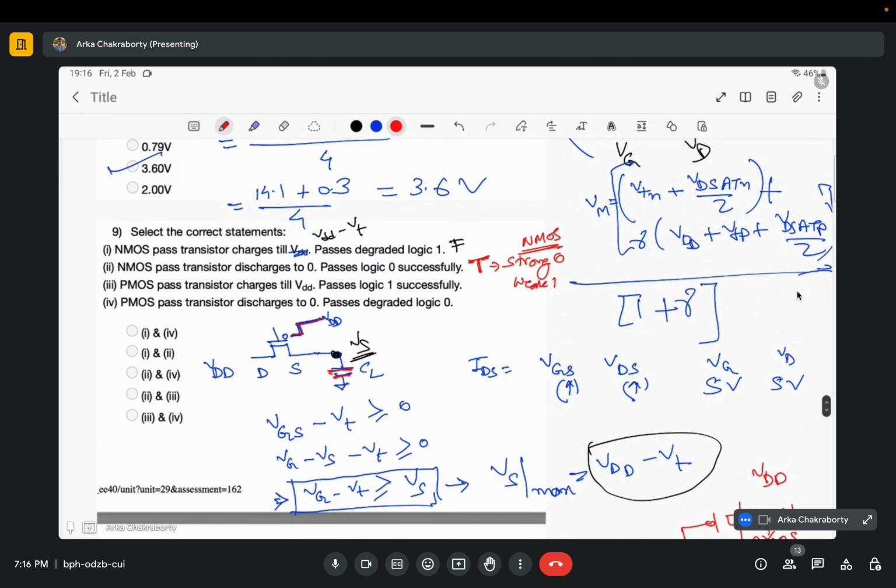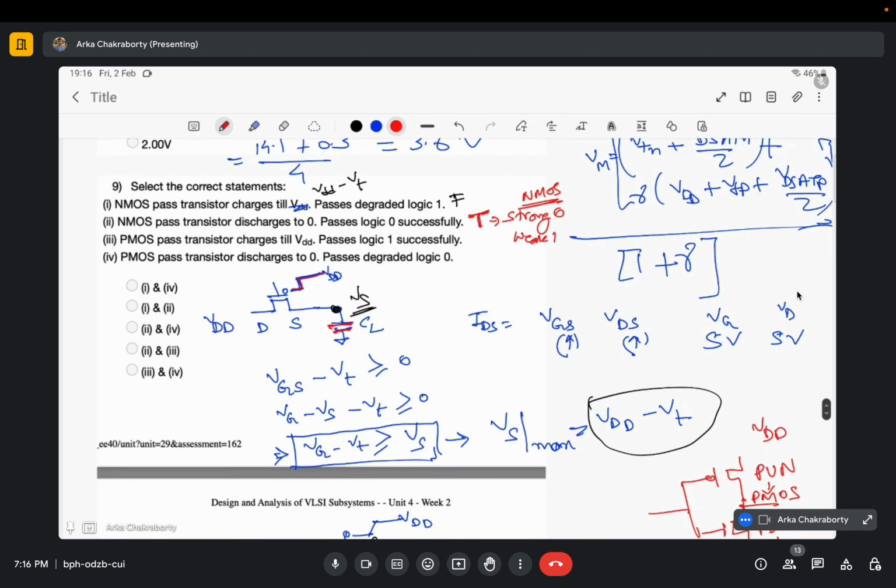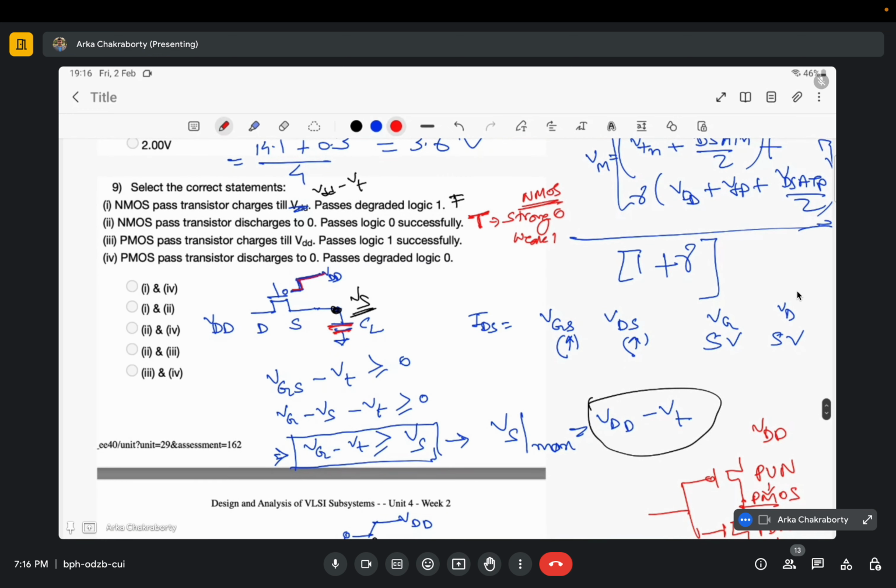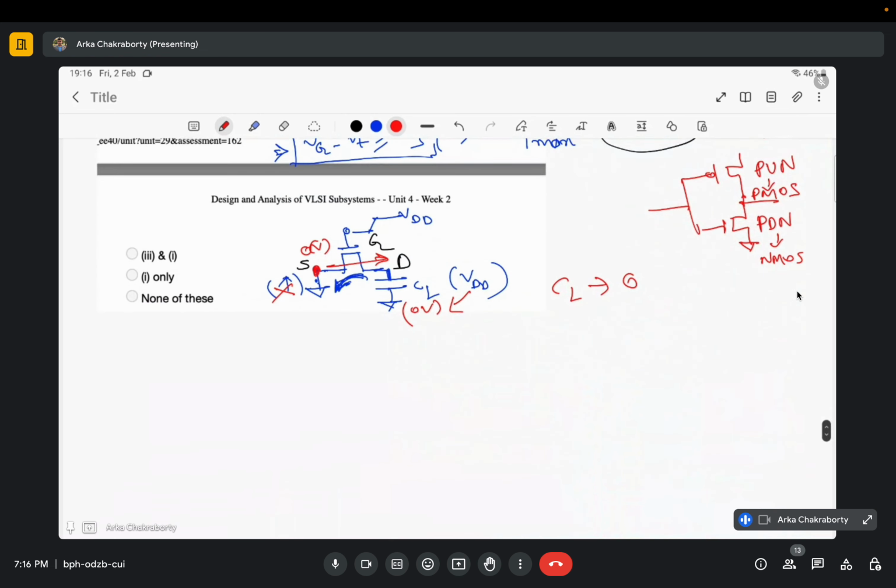Okay, same for the PMOS: pass transistor charges till VDD, passes logic 1 successfully. Yes, with the same logic that I have shown you, we can say that a PMOS transistor can pass VDD successfully. You just have to draw a PMOS transistor, and similarly connect a load capacitor here. Identify which one is drain, which one is source. Assume a voltage VDD at the ground, and then check whether it is able to discharge it completely or not.